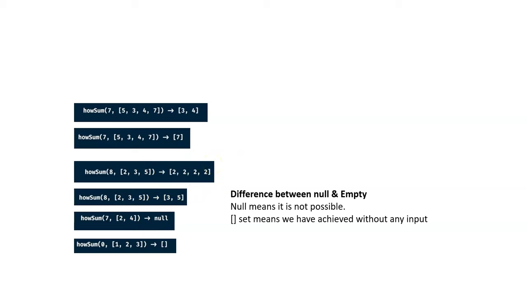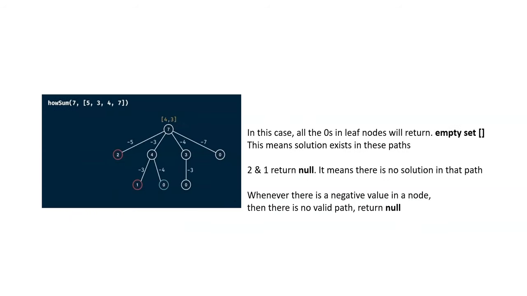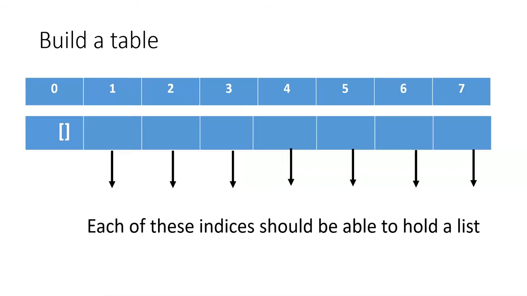For example, for 0, you don't need any input to be there. So let's look at the solution, right? Here again, when you look at it, you have a solution available for 7. From 7 you subtract 5, you get 2. From 7 you subtract 4, you get 3. So there is a subproblem available here. That's what we are seeing. So that means we get to dynamic programming to solve the problem.